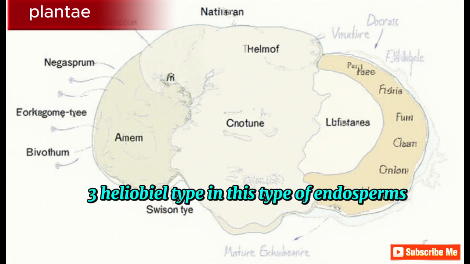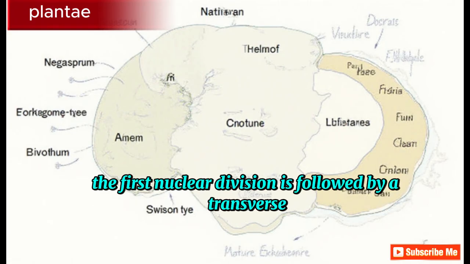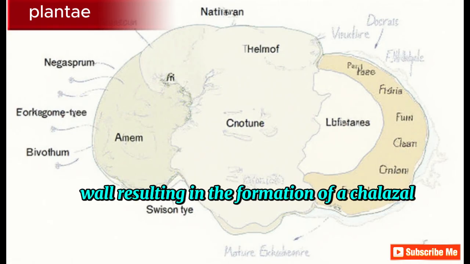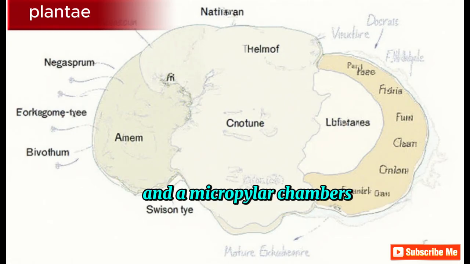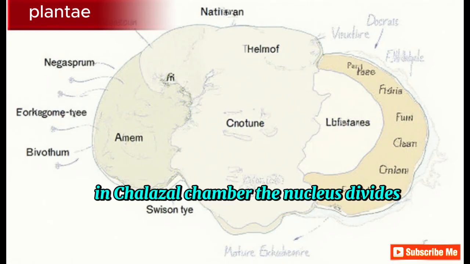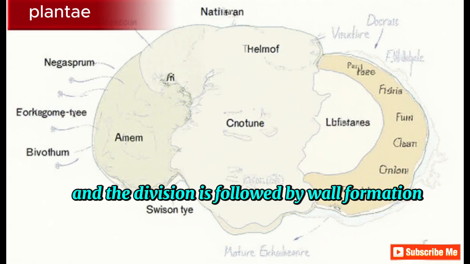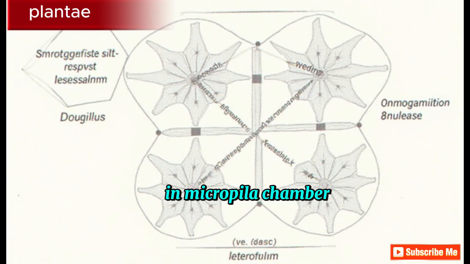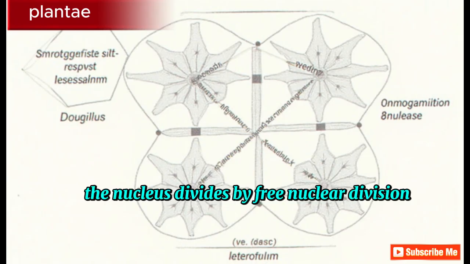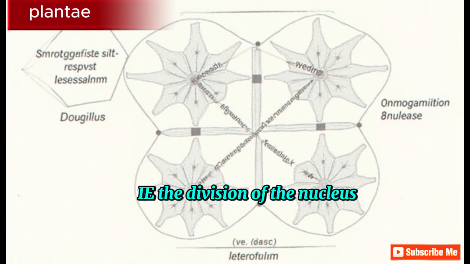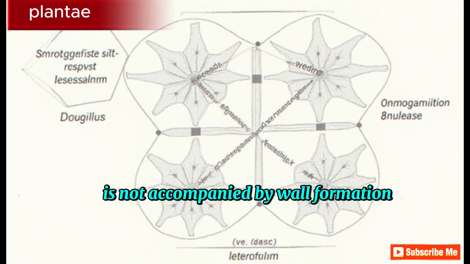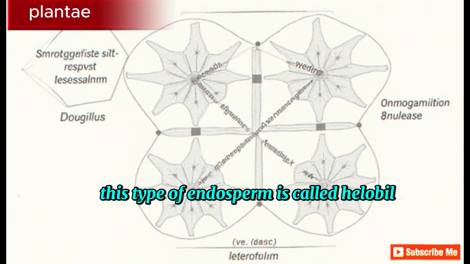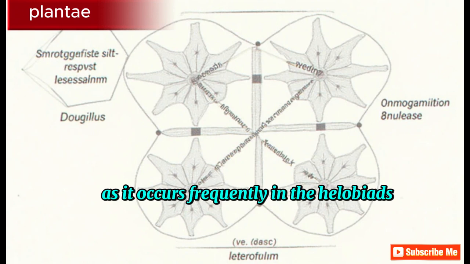3. Helobial type. In this type of endosperm, the first nuclear division is followed by a transverse wall, resulting in the formation of a chalazal and a micropylar chamber. In the chalazal chamber, the nucleus divides and the division is followed by wall formation. In the micropylar chamber, the nucleus divides by free nuclear division, i.e., the division of the nucleus is not accompanied by wall formation. This type of endosperm is called helobial, as it occurs frequently in the Helobiales.